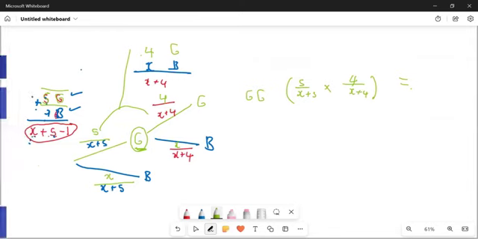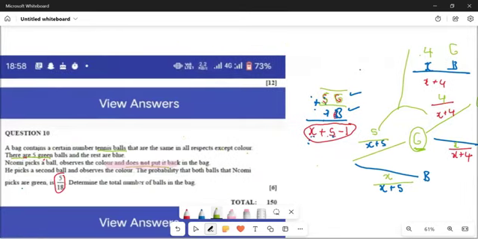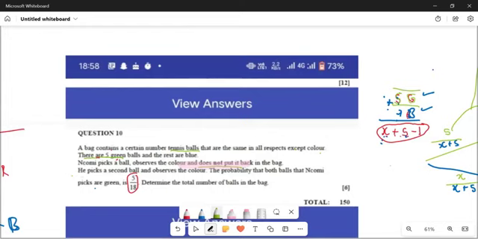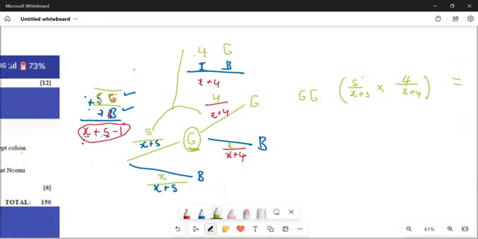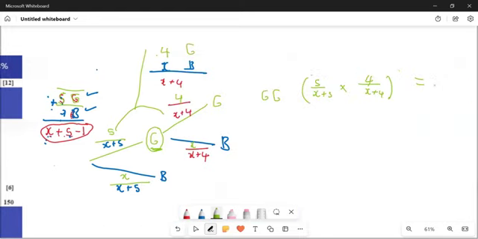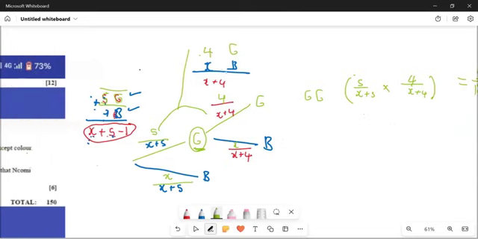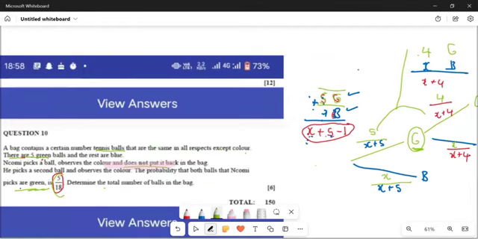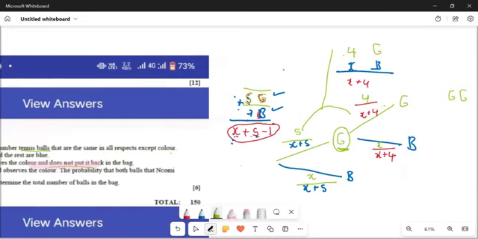If they say he picks the second ball and observe the probability that both balls that he picks are green, green and green, they say this is going to be 5 all over 18. So this one and this one, they're going to give me 5 all over 18. And then they want to know X. I'm sure X is going to be the number of blue balls. Or they say determine the total number of balls in the pack. So as long as we can get X, we'll get the total number of balls in the pack. Okay, and then from here, we can work.